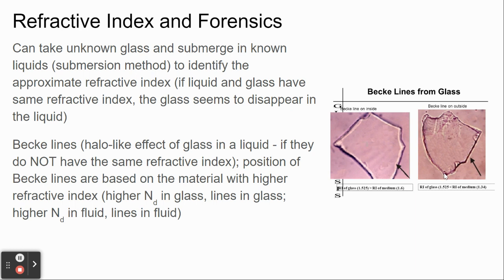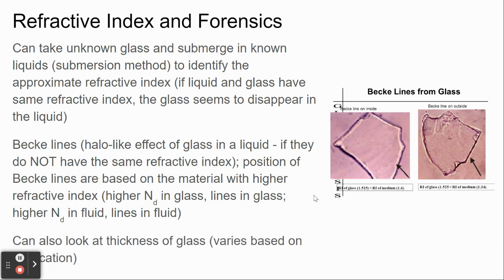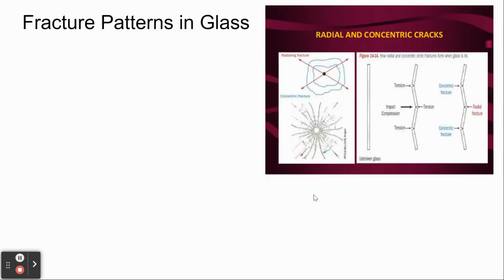Conversely, in this one, notice these white Becke lines exist outside of the piece of glass. So that tells us that the liquid they're submerged in has a higher refractive index than the piece of glass. All right, and so you can see here what we're going to look at. Again, you can look at thickness of glass. That's going to be a very general and very vague one, not one that's going to be super useful.